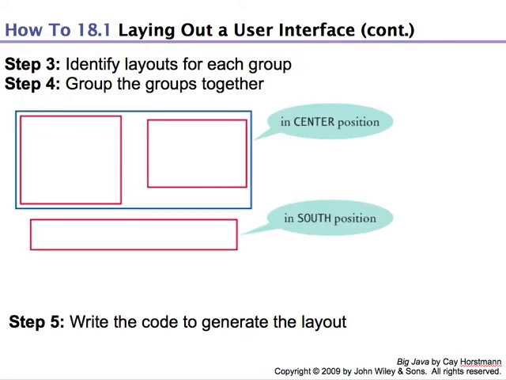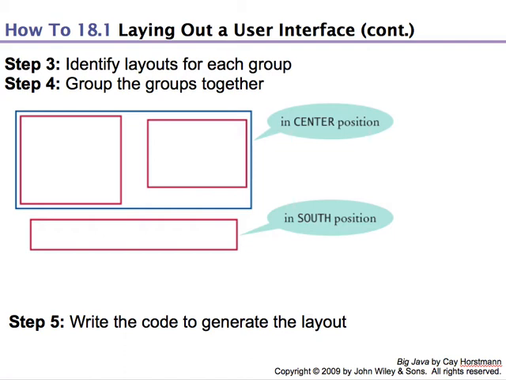Step 3, to identify the layout for each group. And step number 4 is to group the groups together. And step number 5 is to write the code to generate the layout. All of those together represent one piece of the 3 pieces required for a good graphical interface.